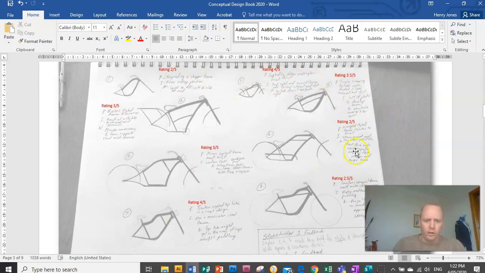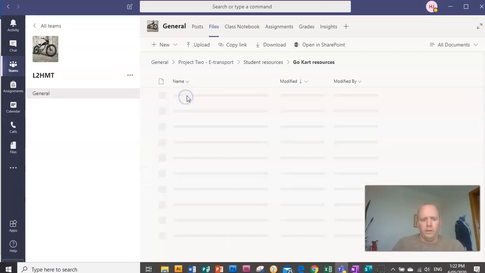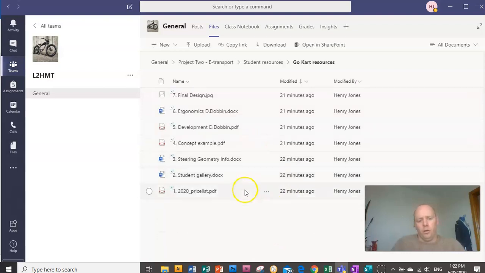So that's a good summary of what you guys need to do for your concepts if you're doing your custom bike. Now, if you're doing the go-kart, if you go back to Teams, I've put up some resources for your go-kart resources. So in here, your research for go-karts, you need to go back to number 1, figure out what go-kart kit you'd like to buy, or work out all the details around your brief, what size engine, etc. Have a look at the student gallery of previous examples. Read up on steering geometry. That's really your research. And then have a look at this concept example here.